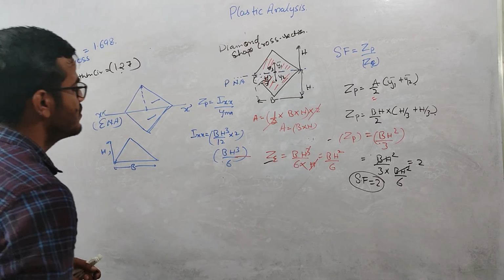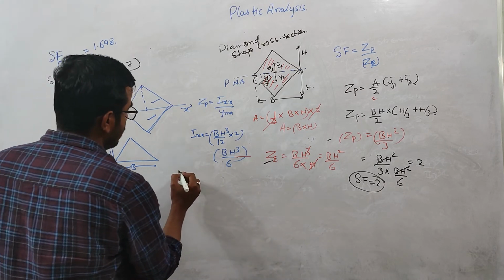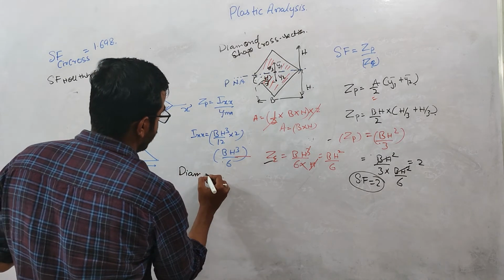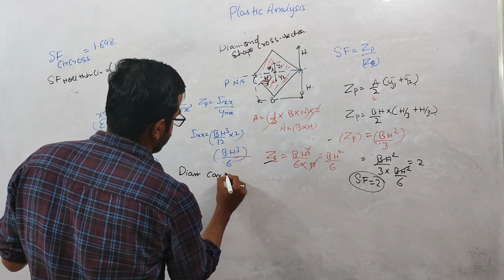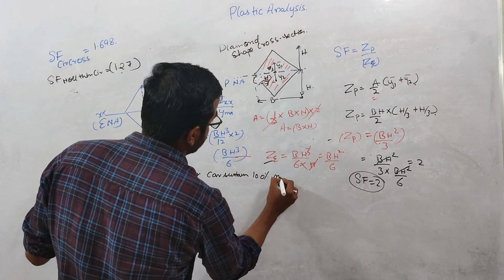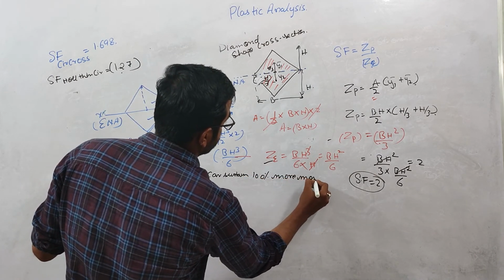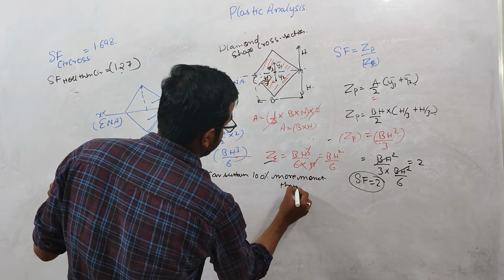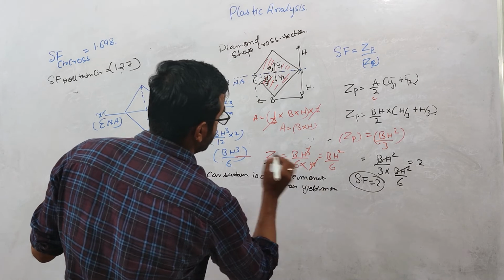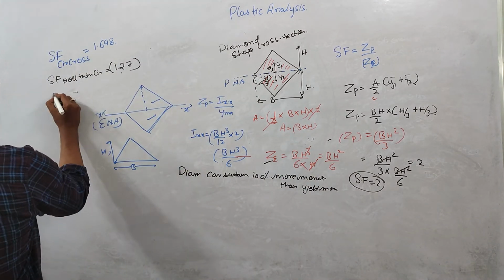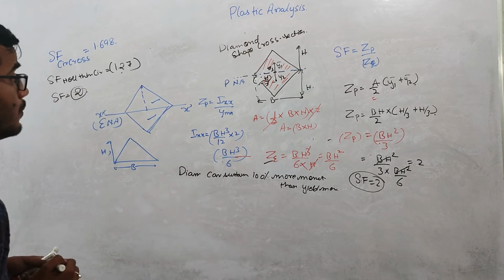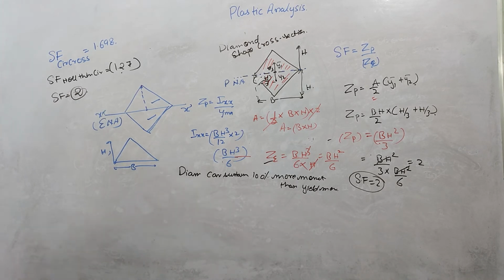Okay, which means that this diamond cross section can sustain 100% more moment than the yield moment. So this is the meaning of shape factor. The shape factor for a diamond shape cross section comes out to be 2. Okay. Now the important thing.